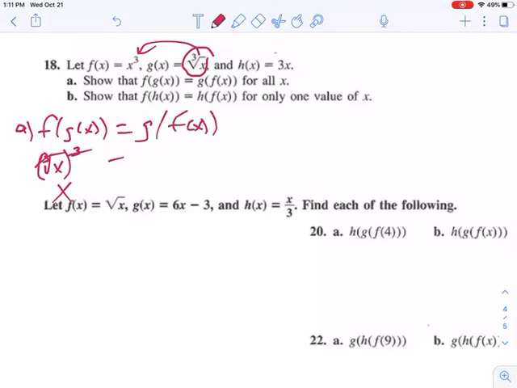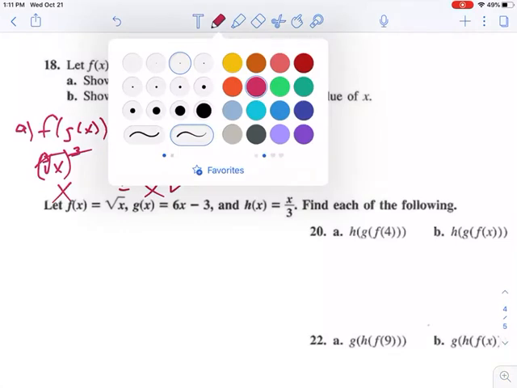G of f of x. We're going to plug f into g, so f into g. So this is going into here. We're going to have the cubed root of x cubed. And cubing a cube cancels out. X equals x. We did as asked.